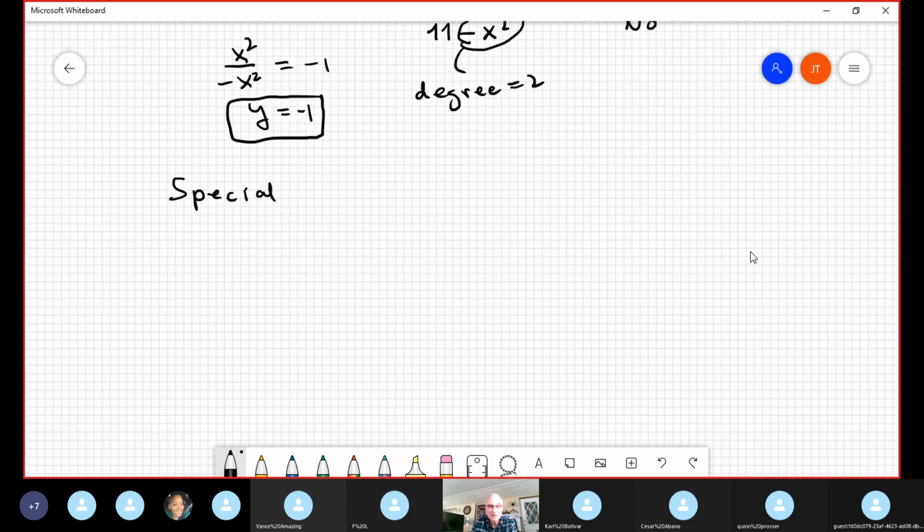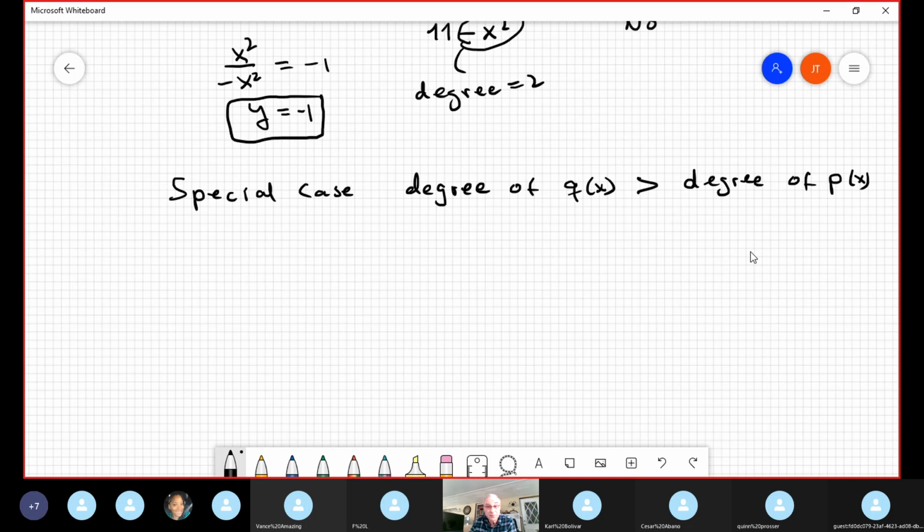Special case in which the degree of Q is bigger than the degree of P. In this case, yes, we have a horizontal asymptote. But it's special. Let me see why it's special. It's always at y equals 0. Okay, and that's it. No more cases. So we have the regular case when the degree is the same, and we have the special case when the degree at the bottom is bigger than the degree at the top.